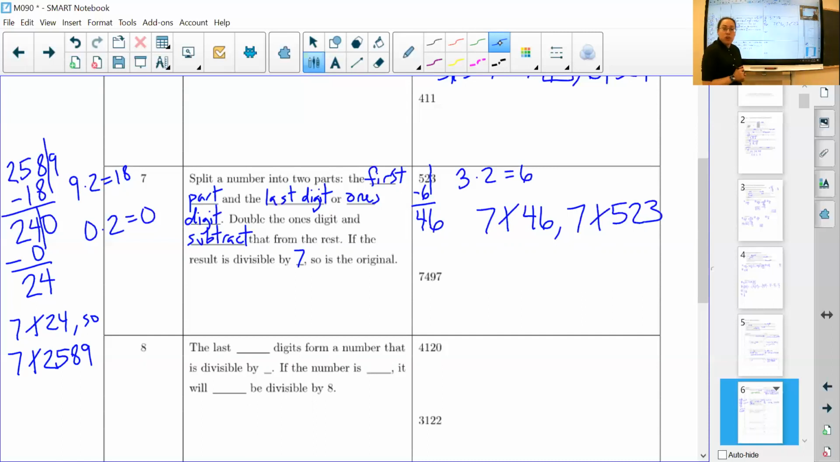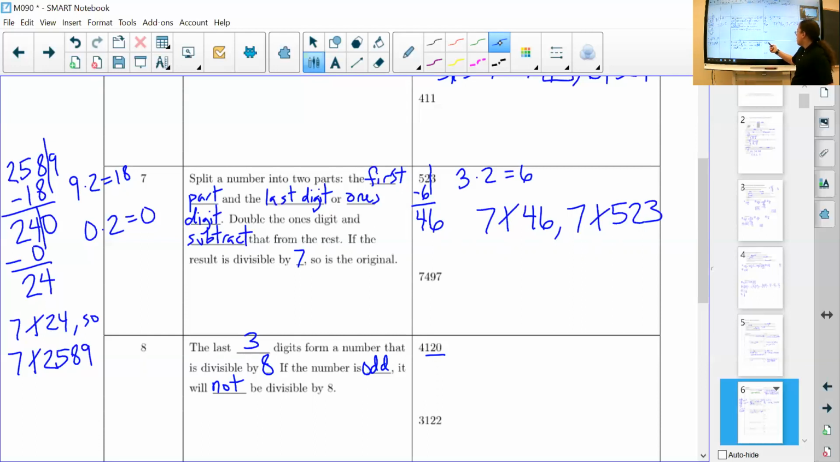8 is similar to 2 and 4, but now we require the last 3 digits to form a number that's divisible by 8. And again, if it's odd, there's no way. It will not be divisible by 8. So 4,120, I just look at those last 3 digits. I ask myself, does 8 go into 120? Well, it's not odd, so I can't throw it out right away. Let's think about it, though.